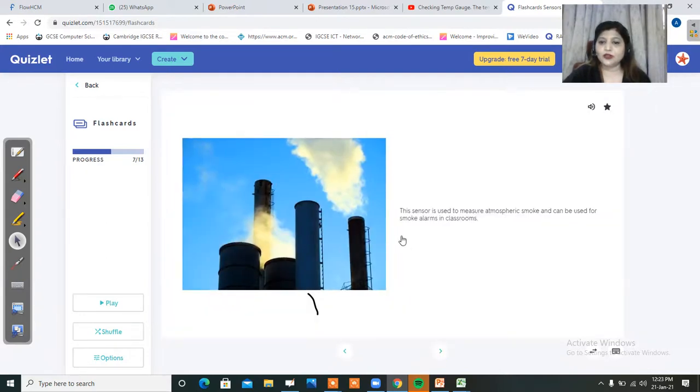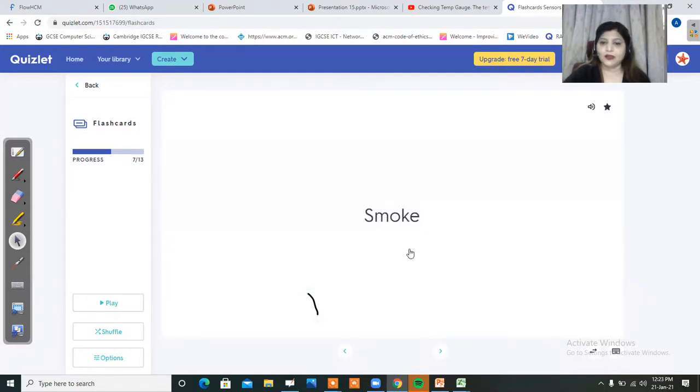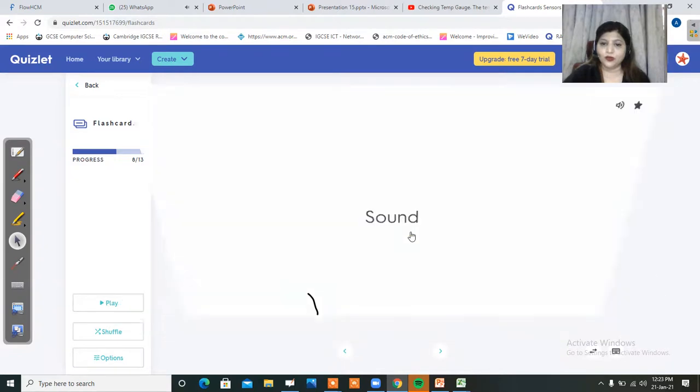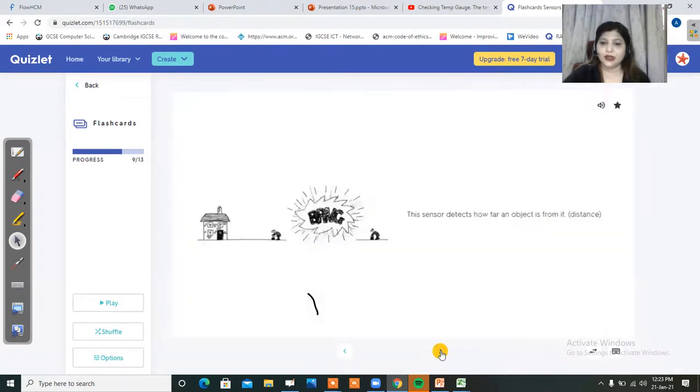The sensor is used to measure atmospheric smoke, and can be used for smoke alarms in classrooms. If you have been outside our country, in other countries, you might have noticed that these smoke alarms are available in your residential area also, at every home. The sensor is used to measure level of noise and can be used for security alarms in school and office. A sound or acoustic sensor is an appropriate example.